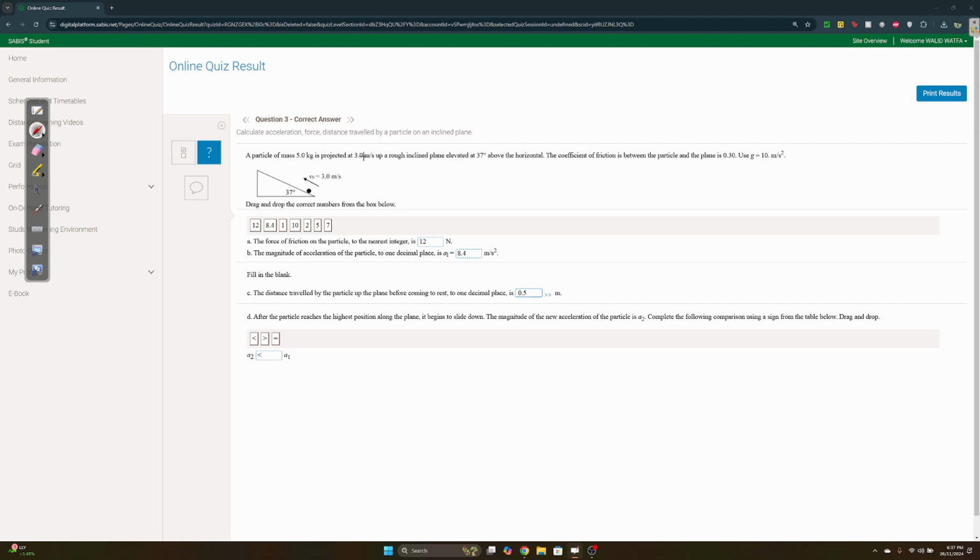A particle of mass 5 is projected at 3 meters per second up a rough inclined plane at 37 degrees. The coefficient of friction is 0.3. They want us to find the force of friction. Okay, we're going to start by drawing the FBD. First of all, always when it's an inclined plane, draw your y and x axis. It's going to be going like this. This is going to be my y axis. Well, this is going to be my x axis, right?